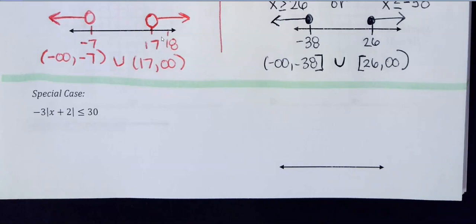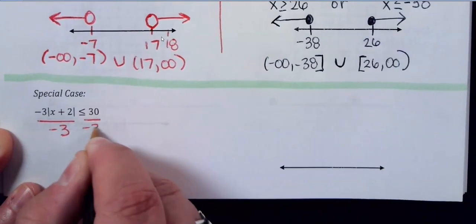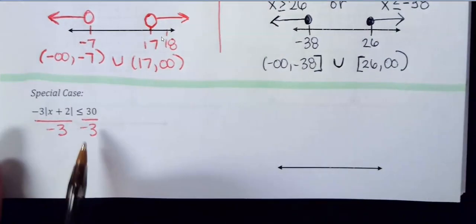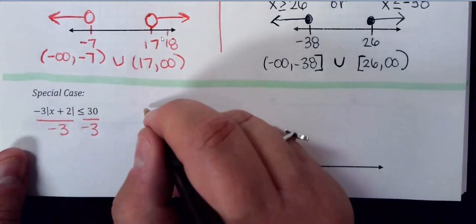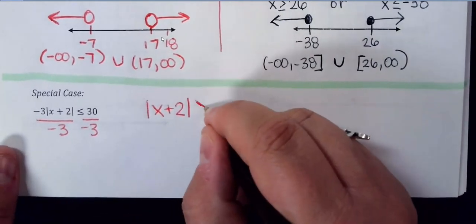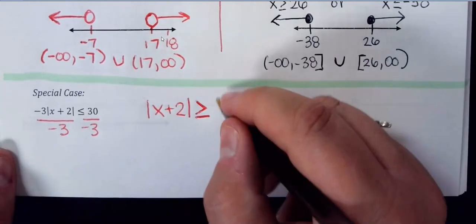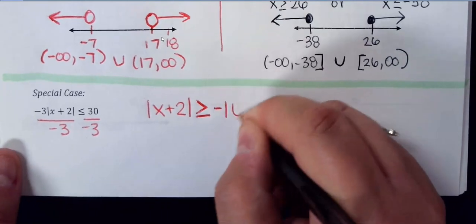Okay, perfect. Now, what do I have to do if I'm working with an inequality symbol and I divide by a negative? We got to flip the sign. Okay, don't forget that. Divide by a negative, you're going to flip the sign. Okay, so once I have my absolute value by itself, this is now going to be greater than or equal to, because I divided by that negative number, -10.